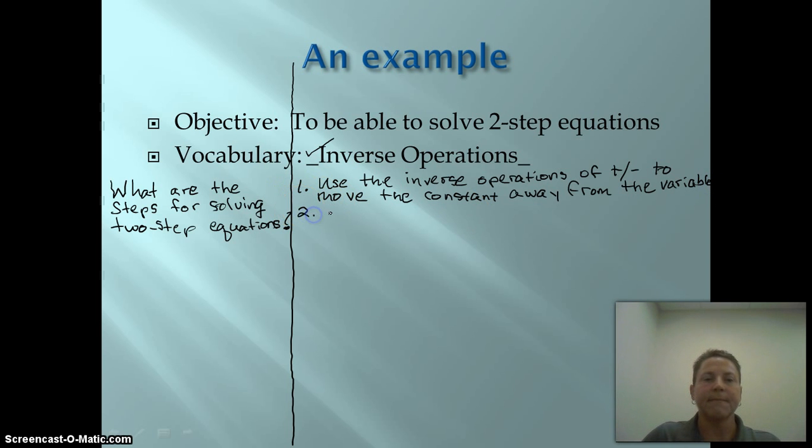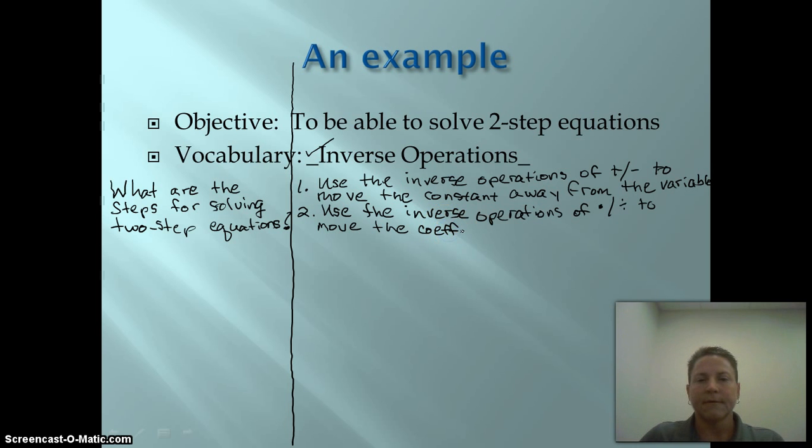Then the second step is to use the inverse operations of multiplication or division to move the coefficient away from the variable.